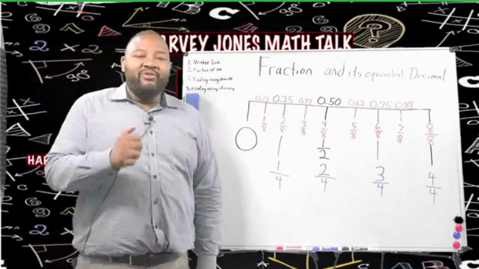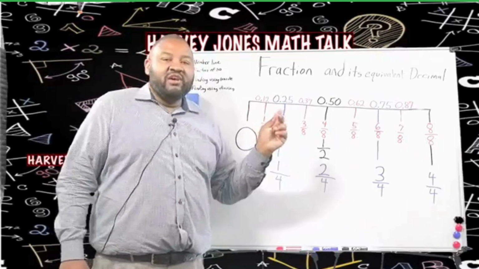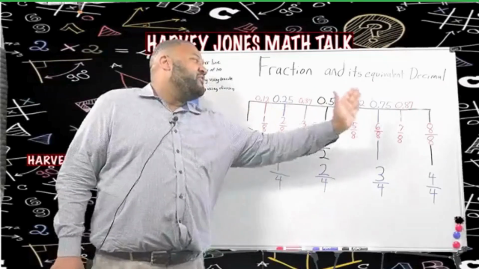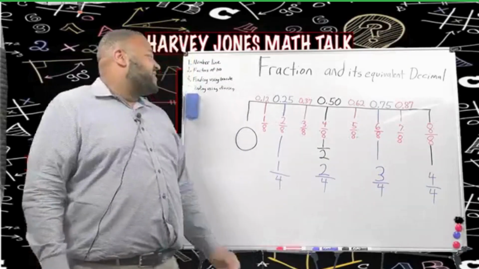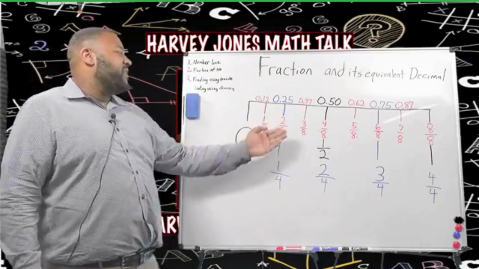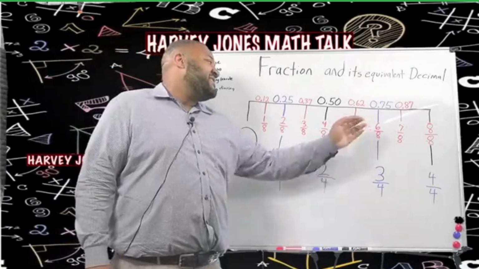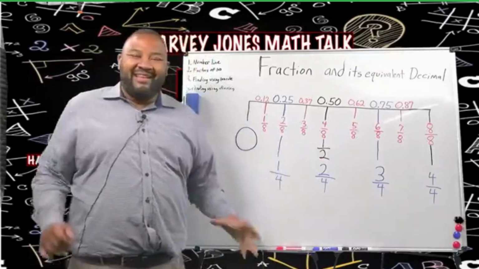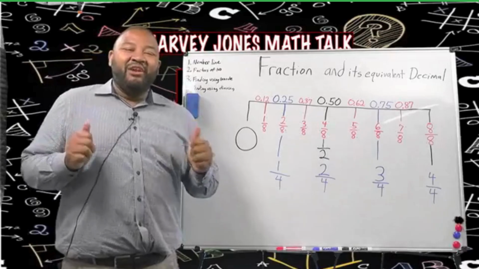Now, here's a little secret. We call this something else when we talk about measurement. These are the individual pieces on a ruler: 1/8, 2/8, 3/8, 4/8, 5/8, 6/8, 7/8, and 8/8. When we talk about that, that's all a ruler is. It is a modified number line.